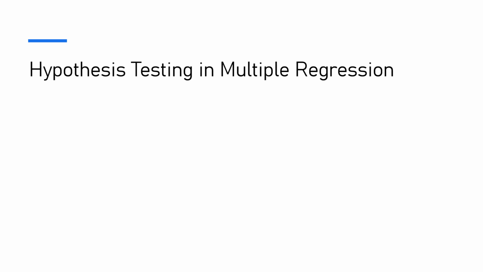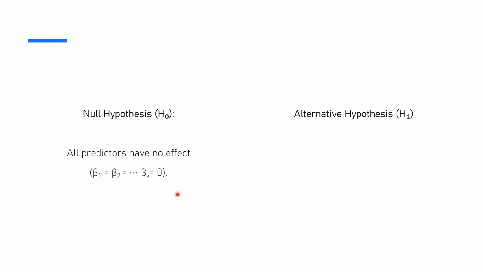For hypothesis testing in multiple regression, the null hypothesis would be that all predictors have no effect, meaning that the slope for predictor 1, beta 1, the slope for predictor 2, beta 2, and the slope for the third predictor, beta 3, are all equal to 0, meaning that there is a flat plane. The alternative hypothesis is that at least one predictor significantly affects the outcome. So at least one of the slopes is not equal to 0.